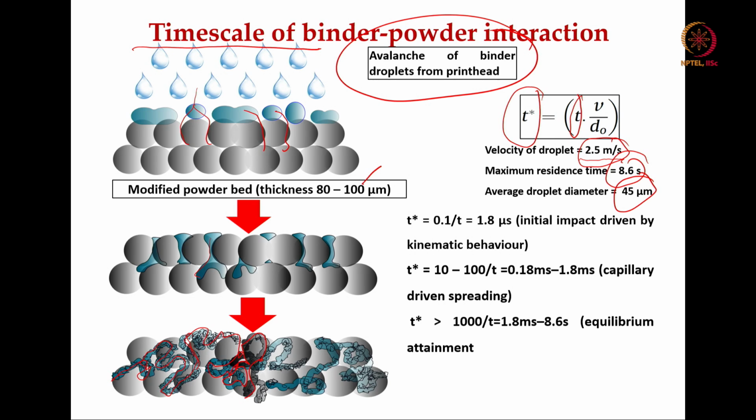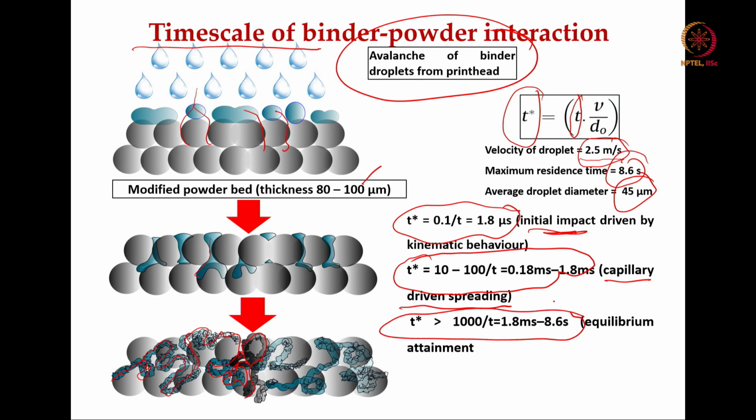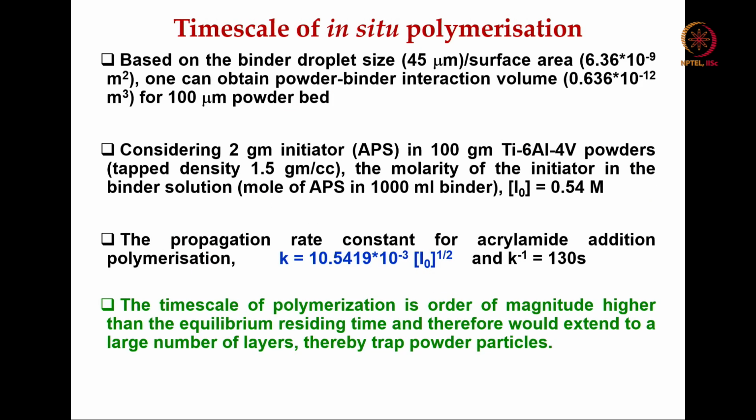Now, from the simple calculation of T star equal to T into V by D naught, one can find out the typical T star values. If it is 1.8 microsecond, it is more like initial impact. When the time scale changes to 0.18 to 1.8 milliseconds, it is more capillary driven spreading. If it is more than 1.8 milliseconds up to 8.6 seconds, it is equilibrium attainment. So, these are some of the very basic descriptions of how binder powder interactions take place in real time.